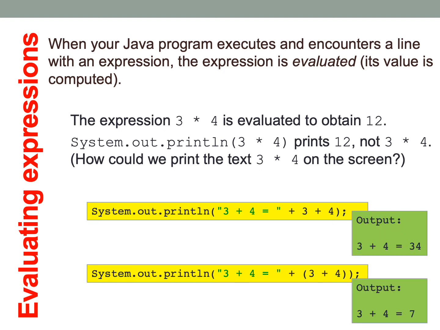Let's look at this code where we have 3 plus 4. Do we need to have it in brackets or not? When we run this code, the first one will print 3 plus 4 as a string, because we have it inside our double quote, and it will print out the values 3 and 4 without doing the addition. The second one will give the output 3 plus 4 equals 7. So when we use parentheses, we are forcing it to do the addition of 3 plus 4, which is 7, before concatenating it with the string and displaying the result.